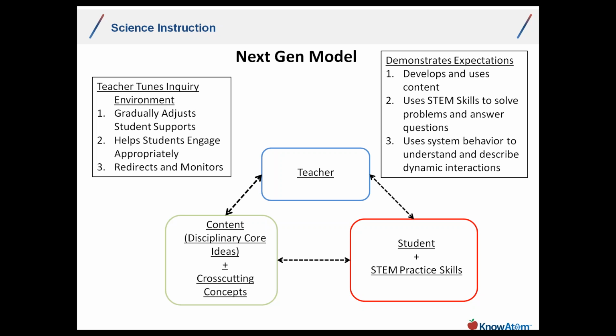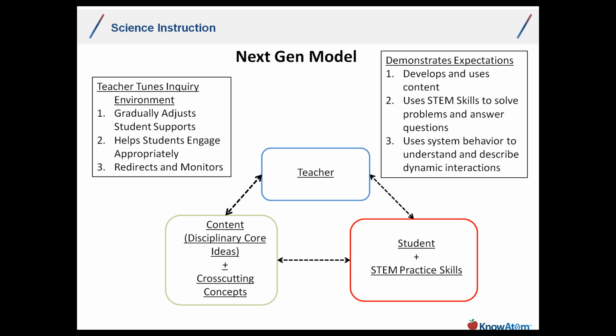So they have to adjust supports, they have to help students understand how to engage appropriately, they redirect and monitor, and the strategies that they're employing are not to remove the student from the role of scientist or engineer, or to remove engaging with a practice or application of a skill, but rather to help students develop those. On the student side, they are the ones who have to step into the role.